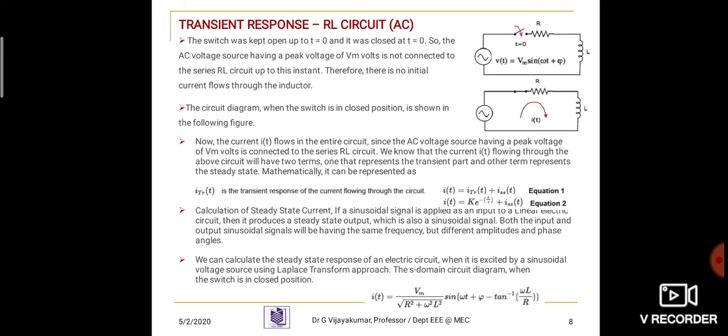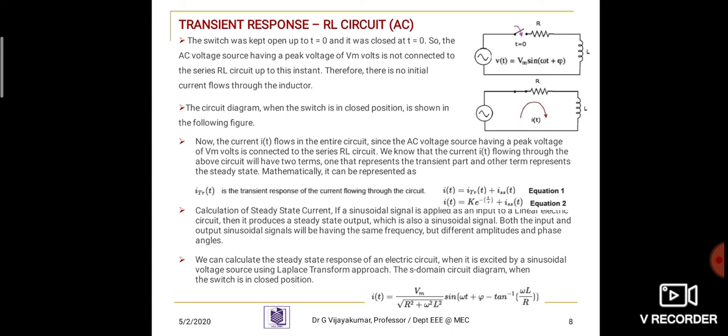The AC voltage source having a peak voltage of Vm volts is not connected to the series RL circuit up to this instant. Therefore, there is no initial current flow through the inductor. This is case 1, before closing the switch, and case 2, after closing the switch. I have given a pictorial representation. In the circuit diagram with the switch in the closed position, the current now flows through the entire circuit, since the AC voltage source having a peak voltage of Vm volts is connected to the RL circuit.